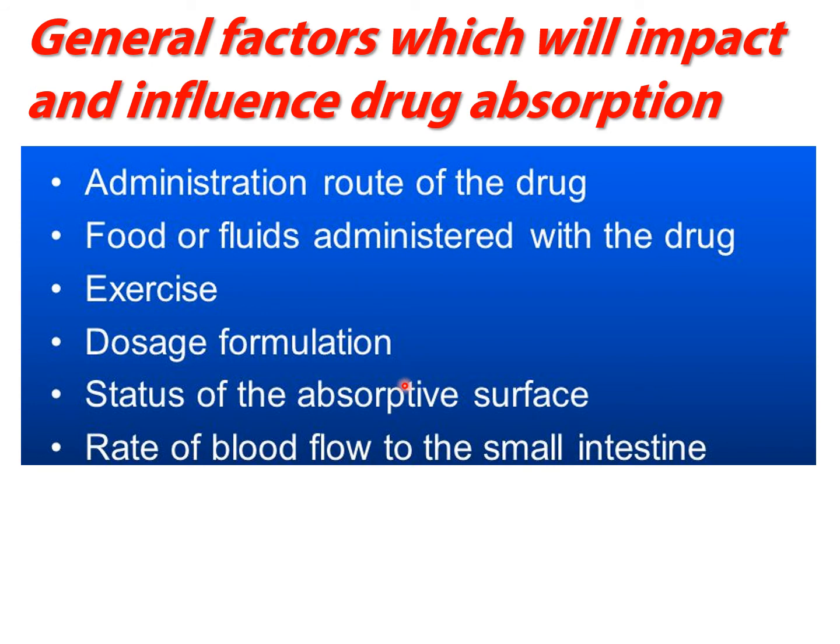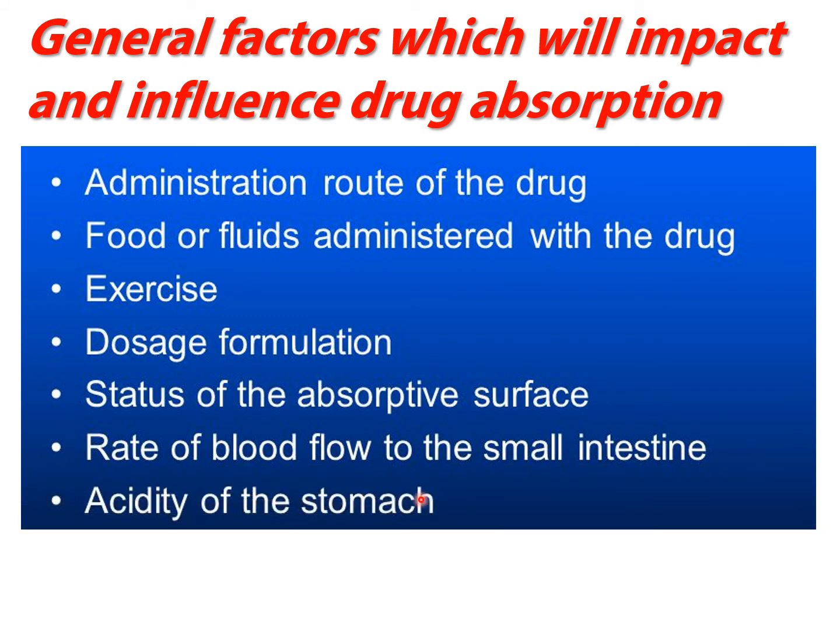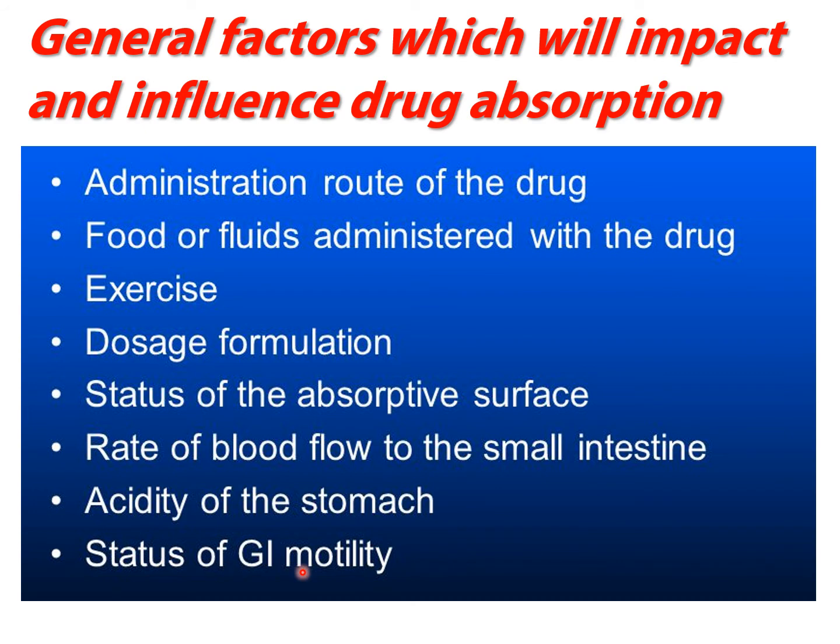Blood flow to the small intestine, kind of along the same lines as that absorptive surface. If you don't have good blood flow, that could impact the effectiveness of the drug or how it gets in. Acidity of the stomach. Lastly, GI motility. So if somebody has diarrhea, the drug might pass through and not be absorbed, or if they have constipation, you might see an augmented effect. But these should all sort of make sense from the idea of blood flow and/or diffusion, or in the case of administration, whether we're just putting it straight in the bloodstream or not.